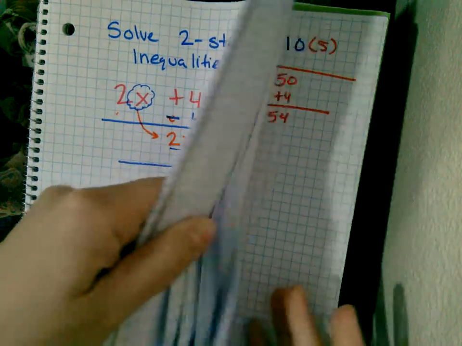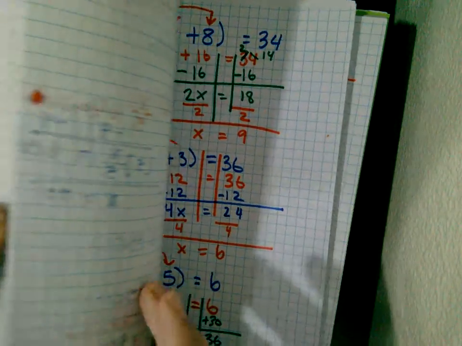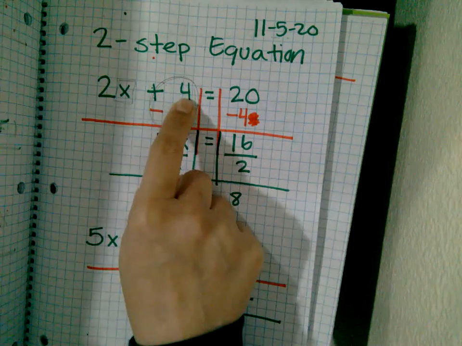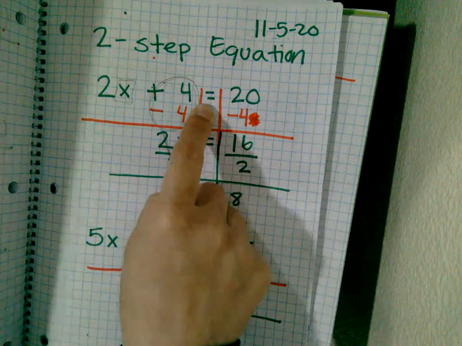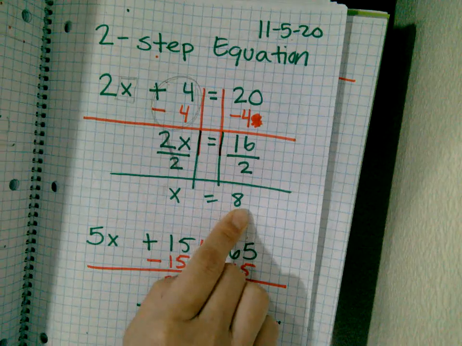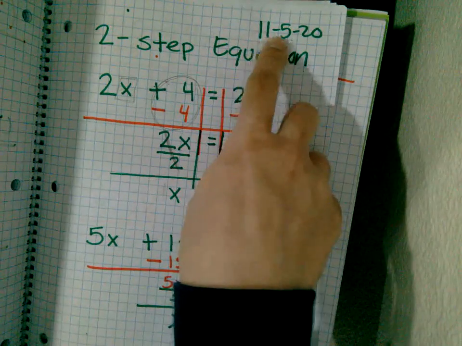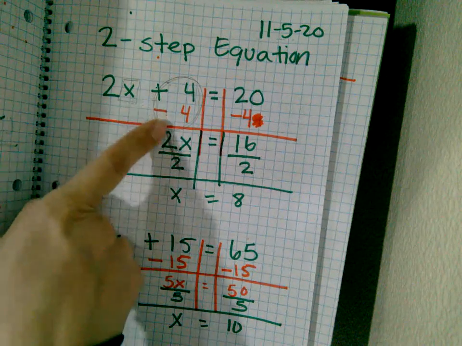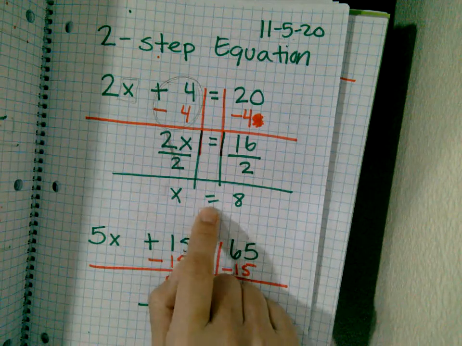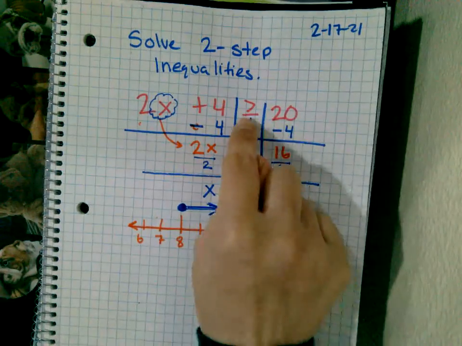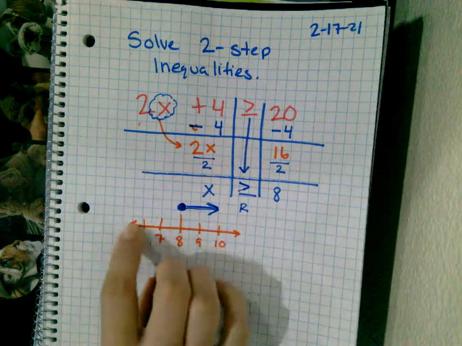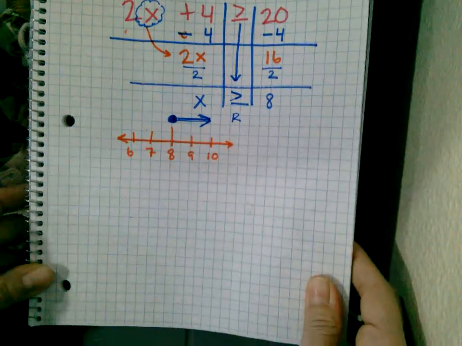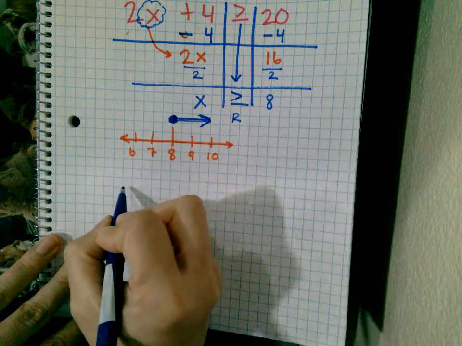If I go back to November, look, it's the same problem. 2x plus 4 equals 20. Here it was just an equal sign. We got 8 down here as well. So this problem that we did on November 5th, literally the same steps. The only difference is we don't have an equal sign, we have an inequality. And that means we're going to have to graph. But it's the same steps you guys have been learning since November. Pretty cool. All right, let's do this one.